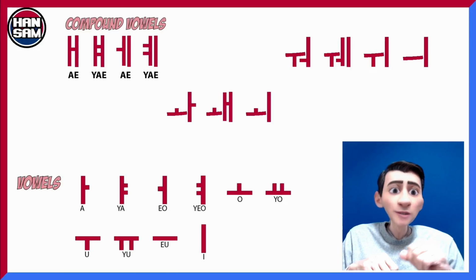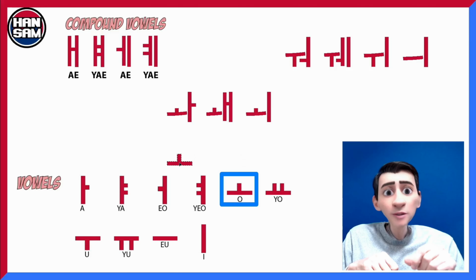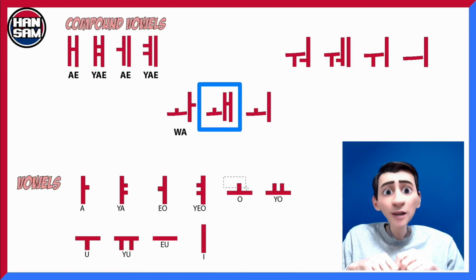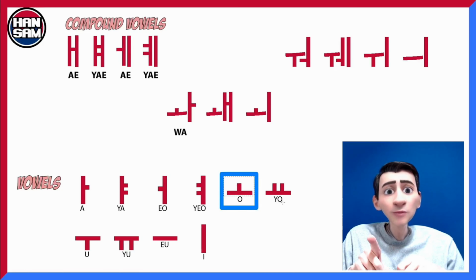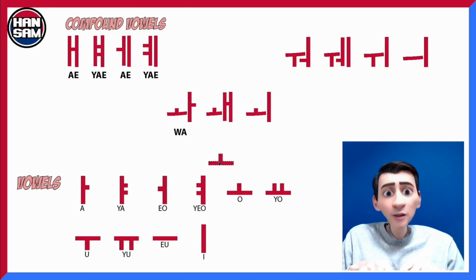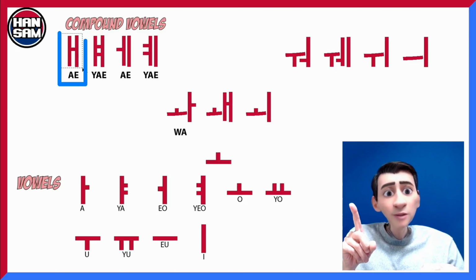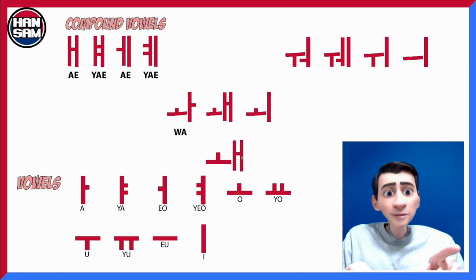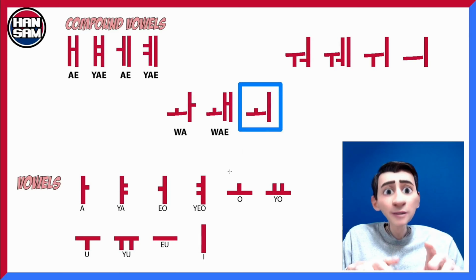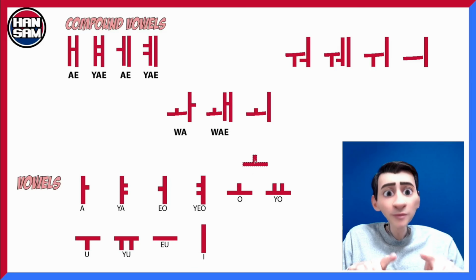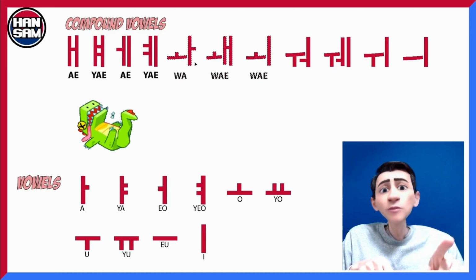The first compound vowel is the combination of individual vowels O and A. It creates a wa sound. The second compound vowel is the combination of individual vowel O and the compound vowel E, since we already made this. It creates a we sound. The third compound vowel is the combination of individual vowel O and I. It creates a sound value of we. Let's move on to the next vowel, but don't give up, you're almost there.